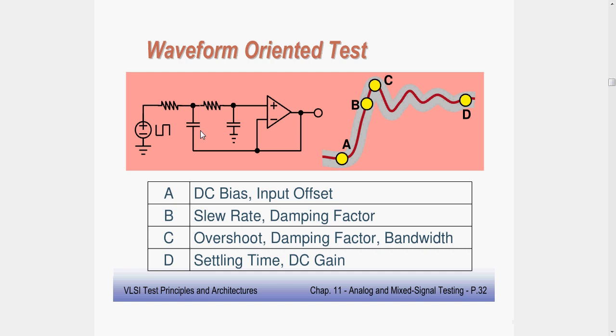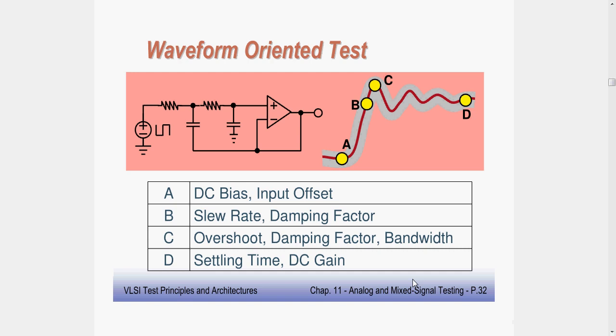For example, considering an op amp, naturally the fabrication would be performed after the simulating of all these parameters of DC bias, input offset, slew rate, damping factor, etc. So what we are going to do now is check the operation of the circuit in physical hardware and compare it with that of the simulation.